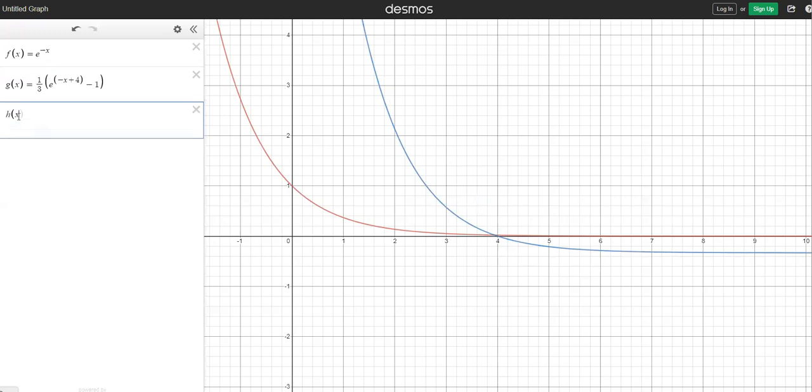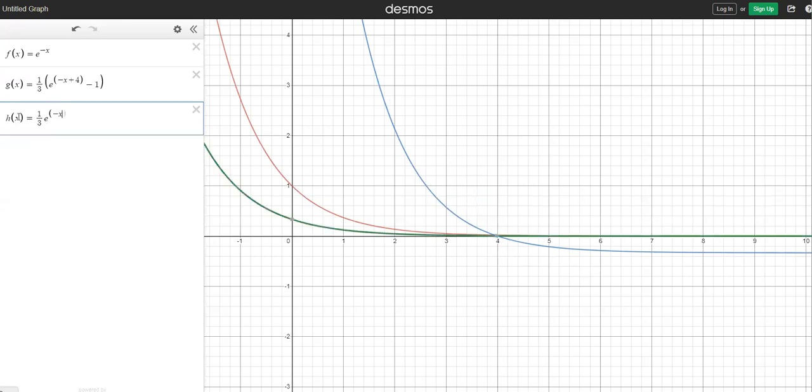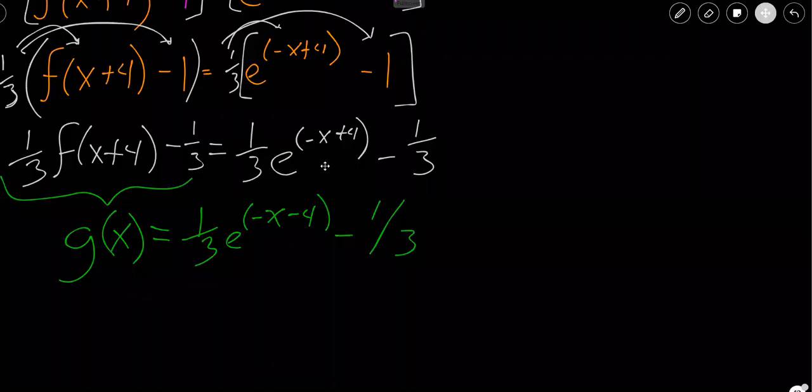And I wrote it with parentheses, but I can create a third function just to show it would work without the parentheses. And notice that the green and the blue are exactly the same. But when I did this without the parentheses, I had to distribute that 1/3 into the -1 to make it -1/3. Right, that one was a bit of a doozy. I apologize for the confusion on that first step. I know that goofed things up a little bit. So our final answer would be g of x equals 1/3 e to the -x plus 4 minus 3.